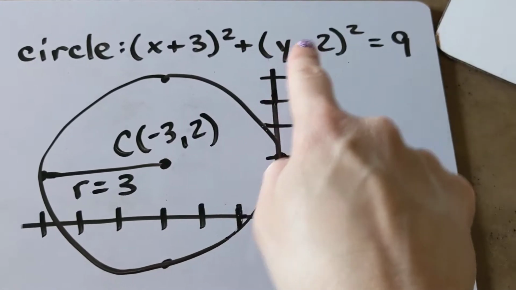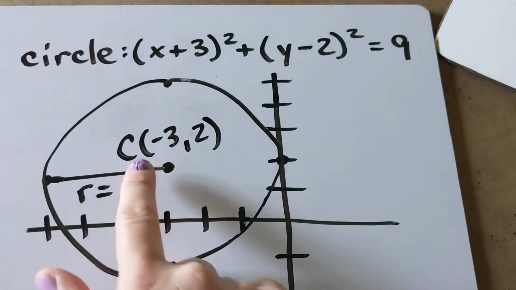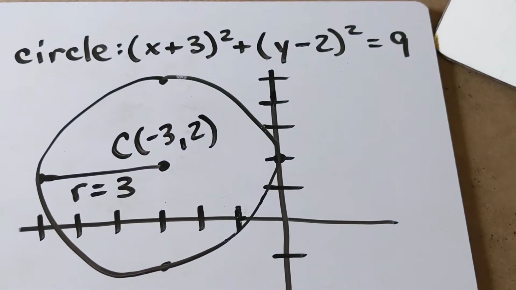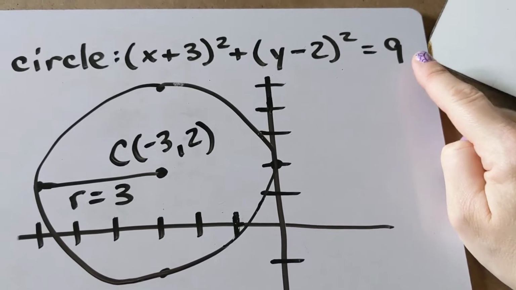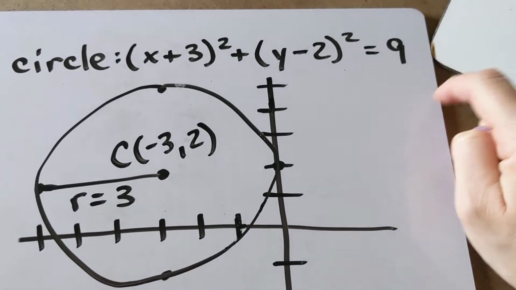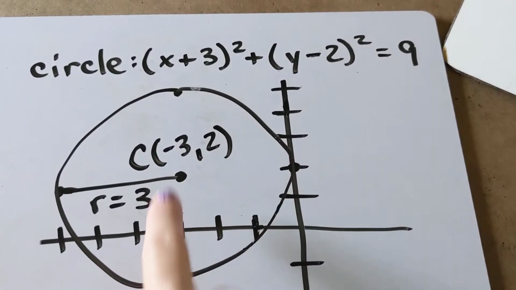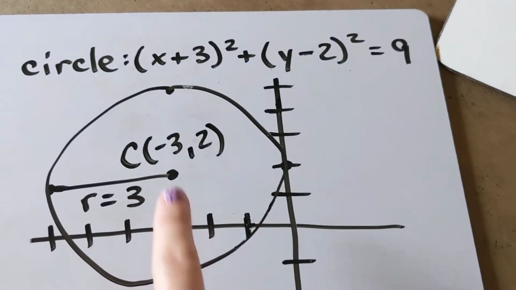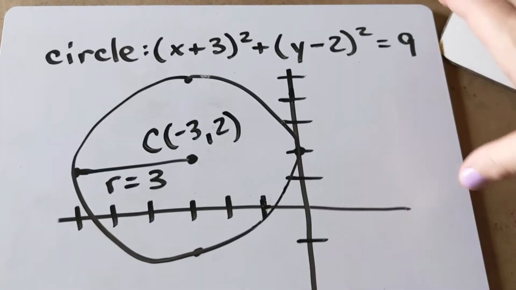Oftentimes we had to find the center. It wasn't at the origin. And you use the opposite of each of those numbers to get the center. And then we had to square root this number because that's really the radius squared. So the square root of 9 is 3. And then remember, after we graphed the center, we would just go out 3 each way. Okay? Our ellipses are going to be very similar.